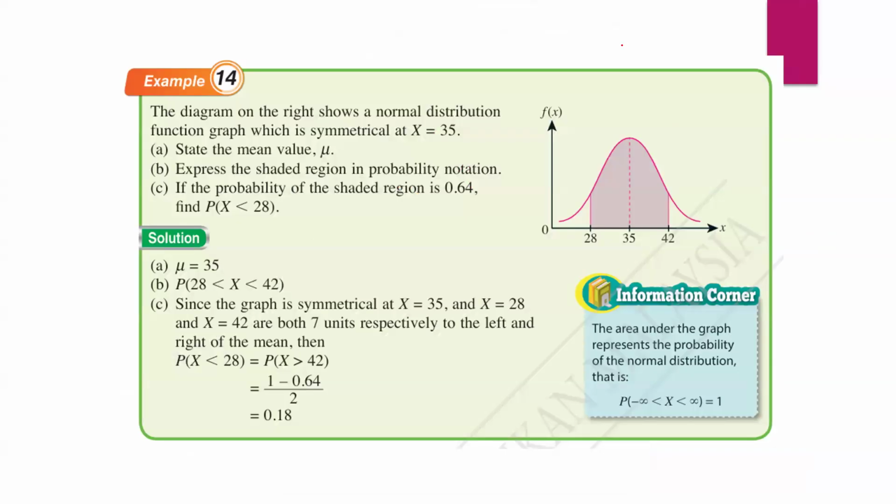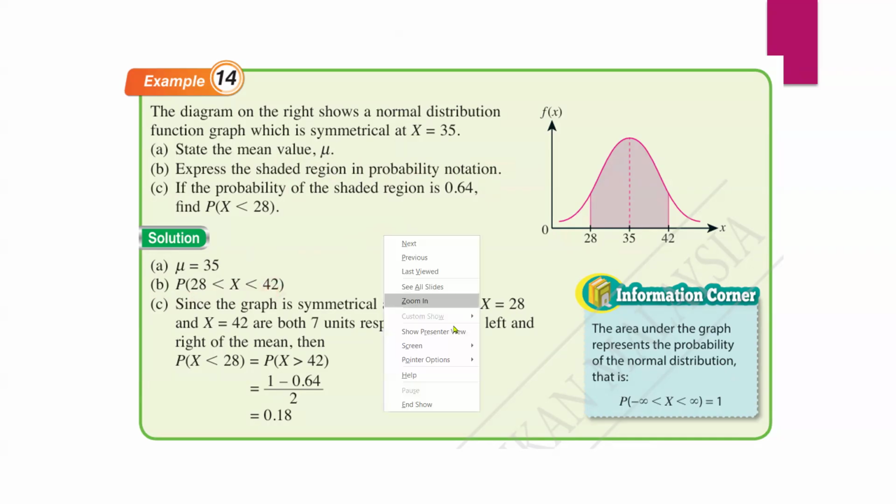Okay, look at the next question. The graph is symmetrical at x equals 35. This is the mean, so the mean is 35. Express the shaded region in probability notation. So the probability from 28 to 40.